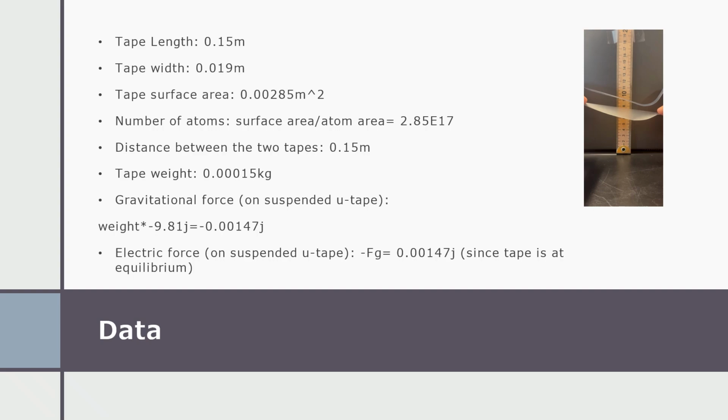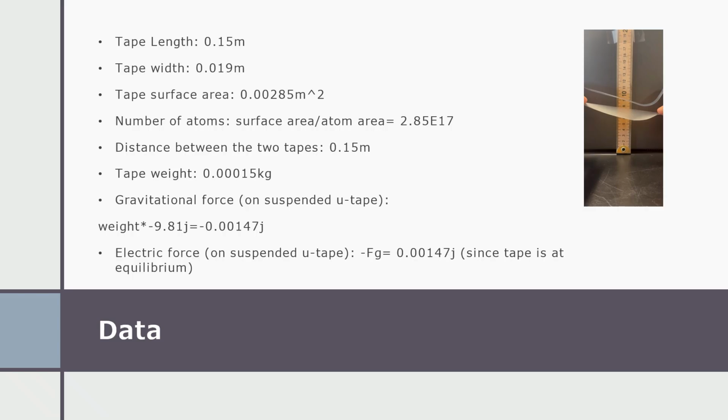Our tape length was 0.15 meters. Our tape width was 0.019 meters. The tape surface area was 0.00285 meters squared. The number of atoms is the surface area divided by the atom area, which is 2.85 times 10 to the 17th. The distance between the two tapes was 0.15 meters once we observed a change.